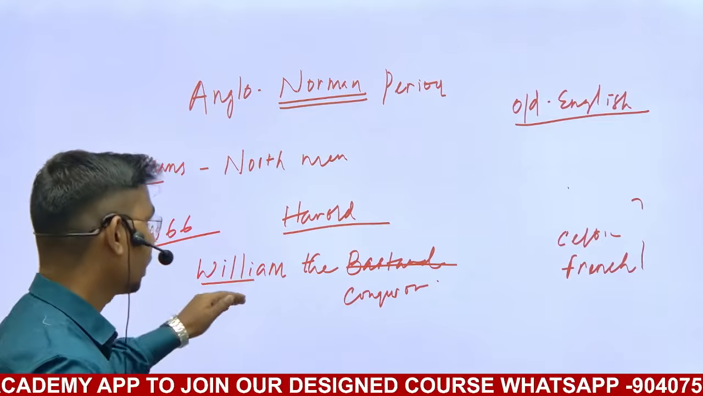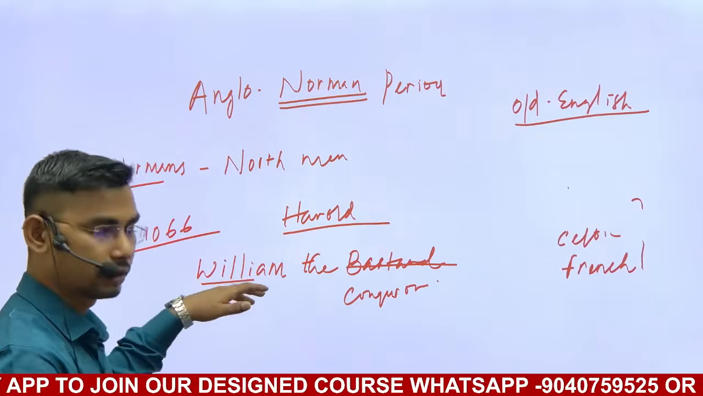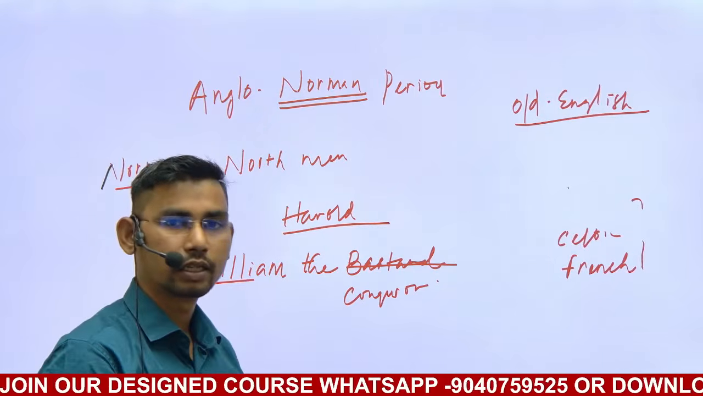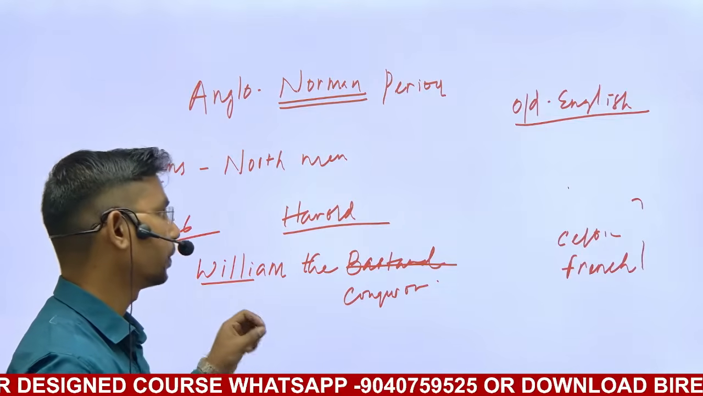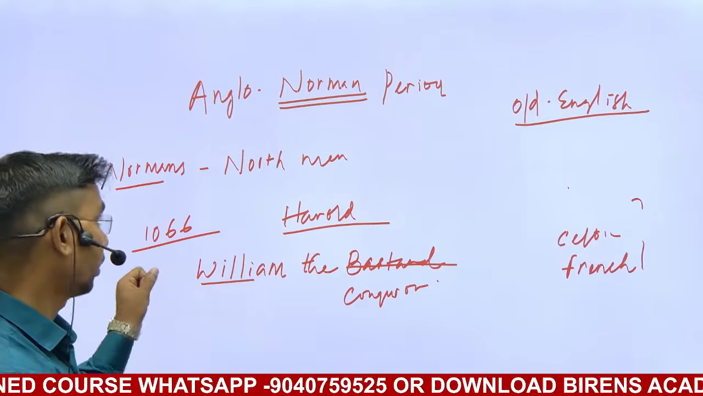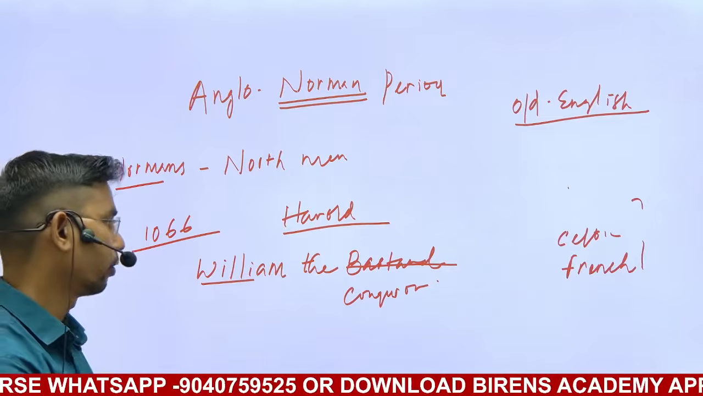Okay, and that is how the Normans settled their colonies in the Anglo-Saxon land, and the period and the land started to be called as Anglo-Norman period and Anglo-Norman land.